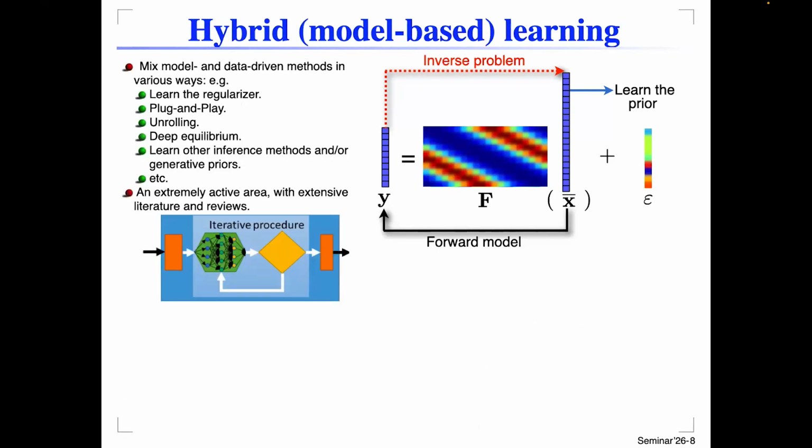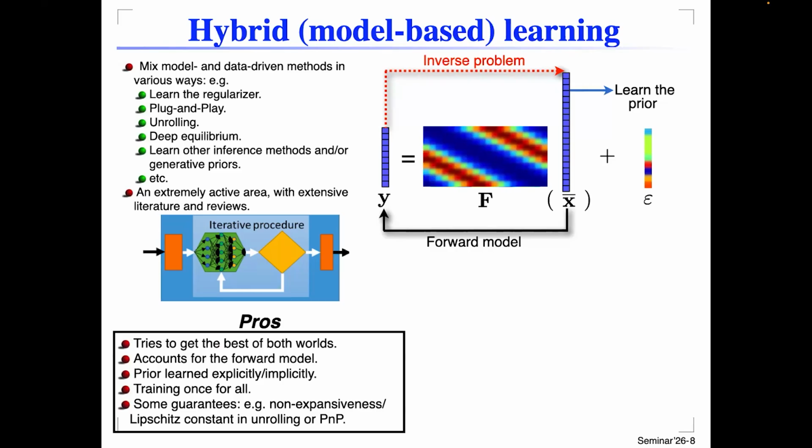Then came another wave saying, okay, we didn't respect the physics in the second. In the first, I have to cook up these functions. Let's try to take the best of both worlds, at the same time imposing the physics and also learning. This is what we call hybrid model-based learning. You have many, many of them. I'm not going to go through all of them. I'm going to only focus on one of them later on. But basically, you're going to try to get the best of both worlds. Learn the inverse, but at the same time, respect the physics. And you're going to account for what we call the forward model. And the prior will be learned either explicitly or implicitly.